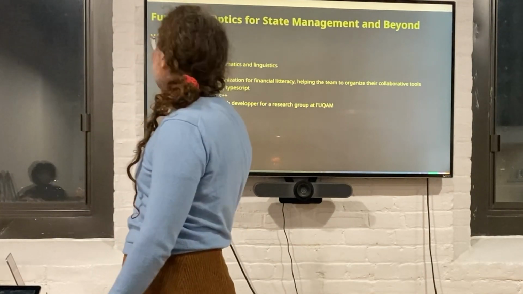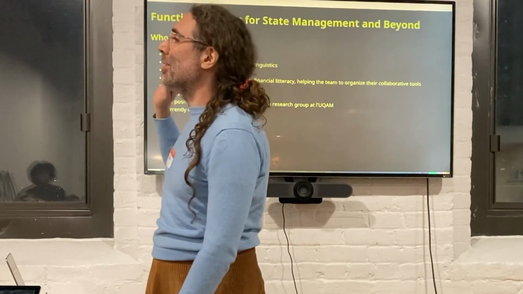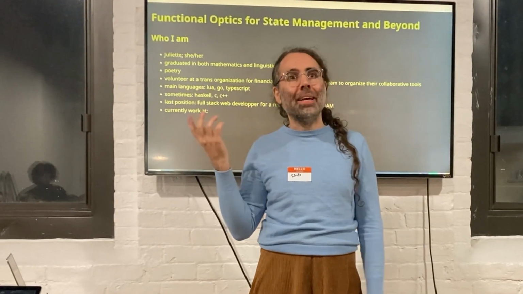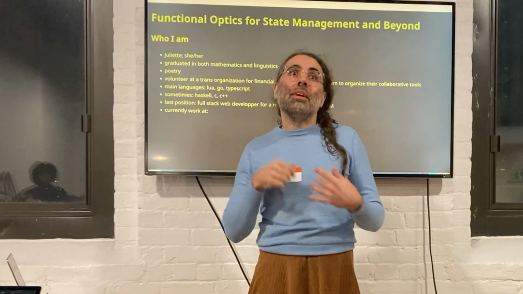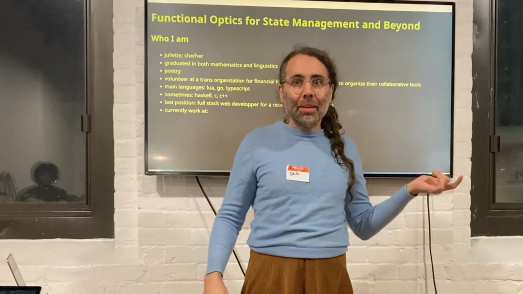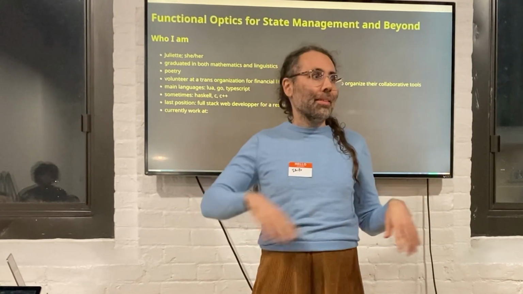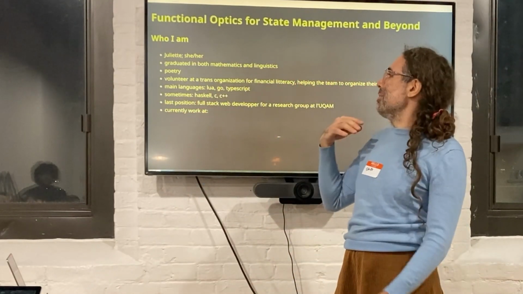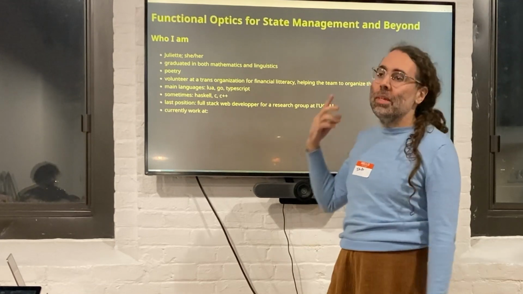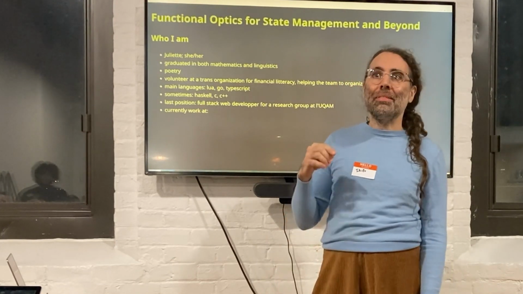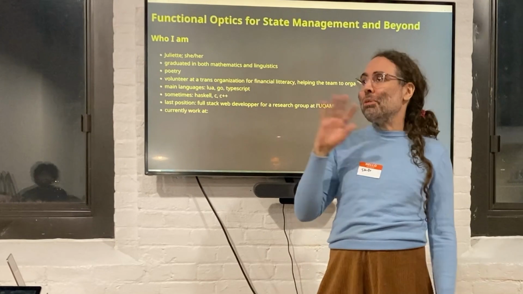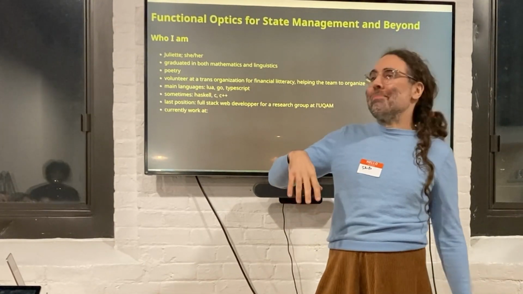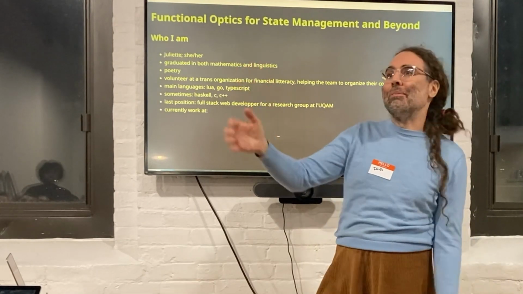So a little bit about me, and then we'll talk about functional optics. My name is Juliette. I go by she, her. I've graduated both in mathematics and in linguistics, and I have a very diverse life story. Usually when I'm on stage it's to recite poetry, but I'll try to spare you tonight. But you know, sometimes poetry just happens and we can't stop it.